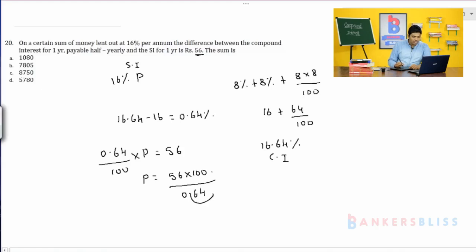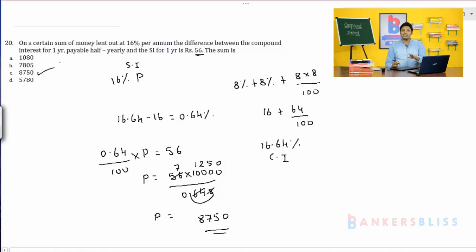Now, the principal amount is equal to 56 into 100 whole divided by 0.64. So, 2 digits are shifted, 2 zeros are added. 8 8s are 64, 8 7s are 56, again 10,000 by 8. 8 ones are 8, 8 twos are 16, 8 fives are 40. So 1250 into 7, which is equal to 7 zeros are 0, 7 fives are 35, 3 carry, 7 twos are 14 plus 3, 17, 1 carry, 7 ones are 7 plus 1, 8. 8750, option C is the right answer.